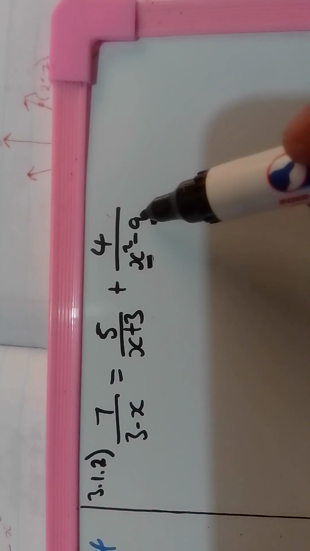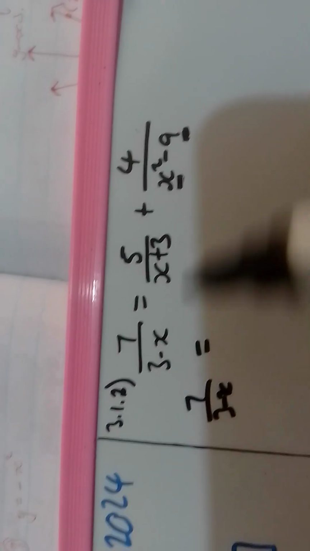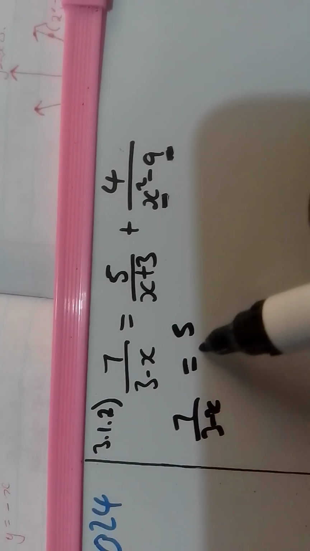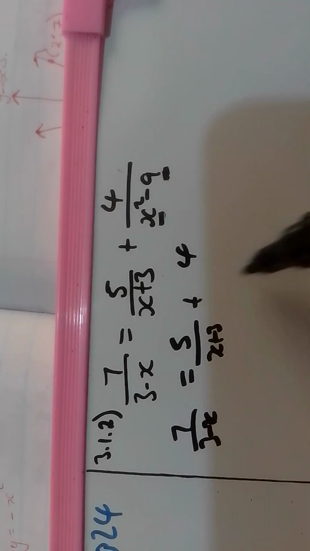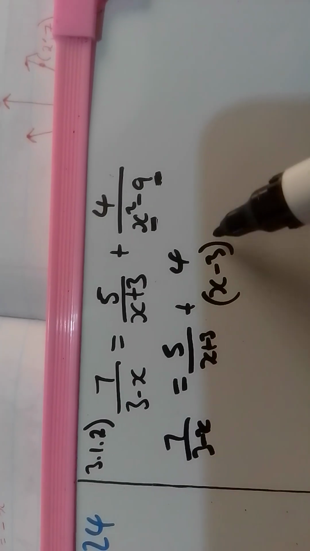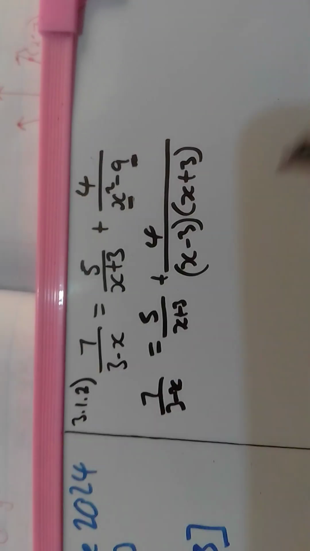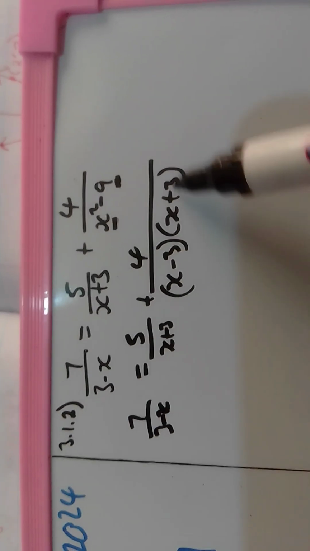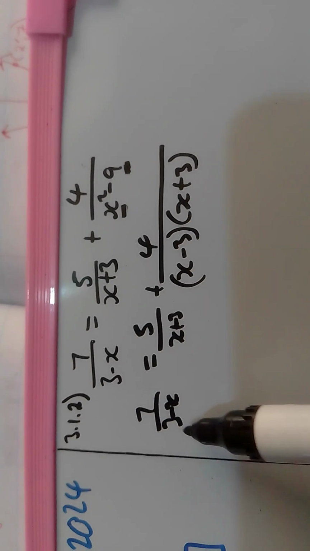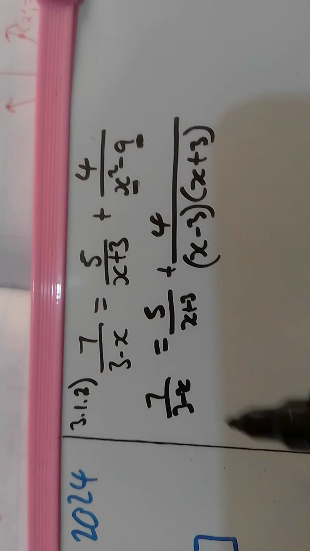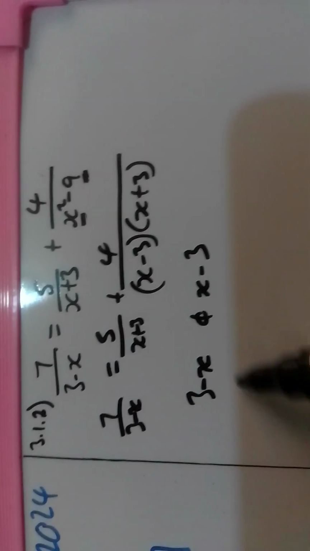One is going to be a negative 3, another one will be a positive 3. So 7 over 3 minus x is equal to 5 over x plus 3 plus 4 over x minus 3 and x plus 3. Now that we have done this, observe, you have got x plus 3 on the denominator of x plus 3. Here there is no x plus 3. Here we've got x minus 3. Here we've got 3 minus x. Now, 3 minus x and x minus 3, they are close to each other.